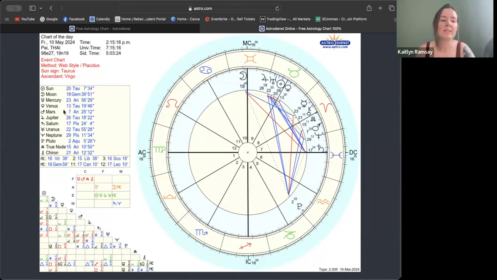We don't usually look at this unless you're very, very particular about what you're looking at. But for the degrees, we just need to look at the left-hand side. So the sun is at 20 degrees Taurus. The moon is at 18 degrees Gemini. Mercury is at 23 Aries, and so on and so forth.